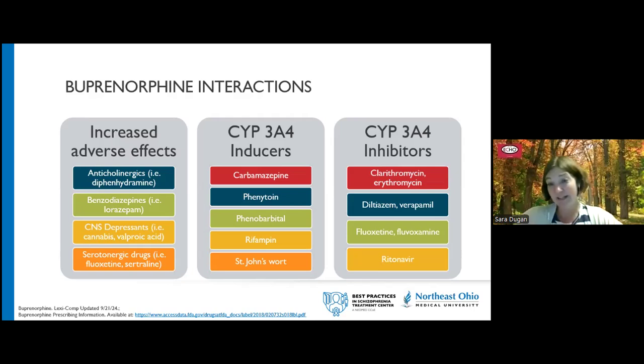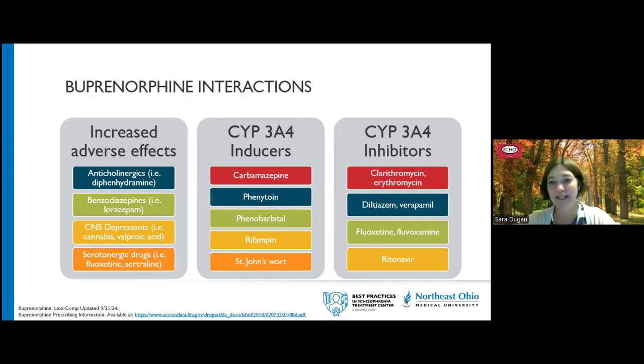Can they be used together? Yes, it's possible they may become tolerant to it, but we may also have to make some dose adjustments, either of the buprenorphine or of the antidepressant. Probably more likely the antidepressant if that's the one causing the adverse effects. So now we're going to shift into our kinetic interaction.